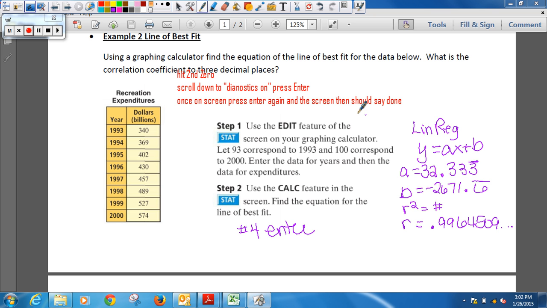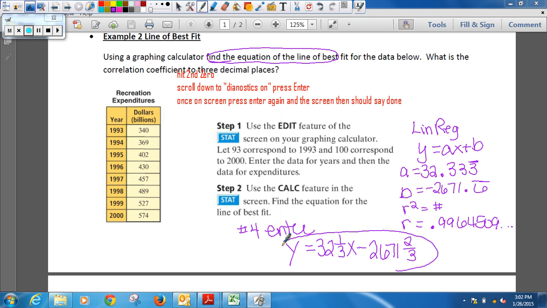Okay, so the first thing it asked me to do is find the equation of the line of best fit. My equation is going to be in the form of y equals mx plus b. M is given to me as a, so my m here is 32 and 1/3. X plus b is given to me as, and that's a negative, so I'm going to erase that, it's a negative 2,671 2/3. And that's my first part, to give the equation of the line. So I have that done.